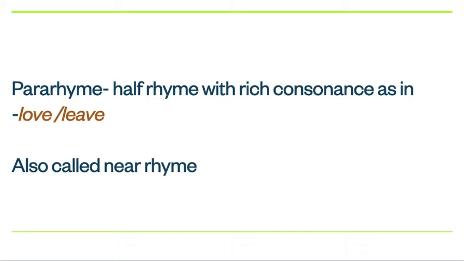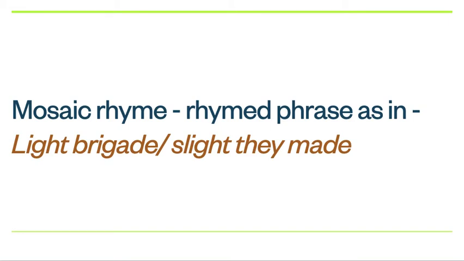Another type of rhyme is pararhyme. Pararhyme is a type of half rhyme with rich consonants, as in love, leave. So this is an example of pararhyme. It is also called near rhyme. Mosaic rhyme is when a phrase is rhymed, as in 'light brigade, slight the maid.' Here light brigade rhymes with slight the maid. Here the phrases rhyme with each other, and it is called mosaic rhyme.